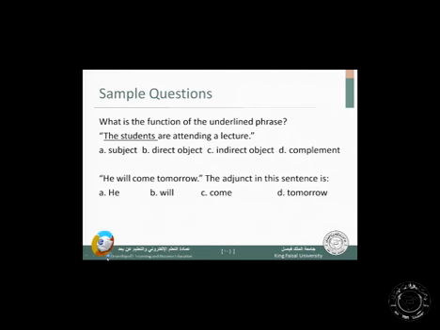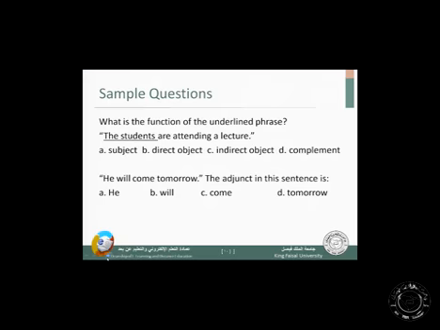If I'm going to ask you about something like this in the exam, I might give you something like these two questions. What is the function of the underlined phrase? I give you a sentence and I underline a phrase for you, and I tell you what is the function of this phrase. The students are attending a lecture. I want the function of this phrase, the students. Is it a subject? Is it a direct object? Is it an indirect object? Or is it a complement? Based on our lectures, of course, it is a subject. The students are attending a lecture. This is the subject in this sentence, so we will choose A.